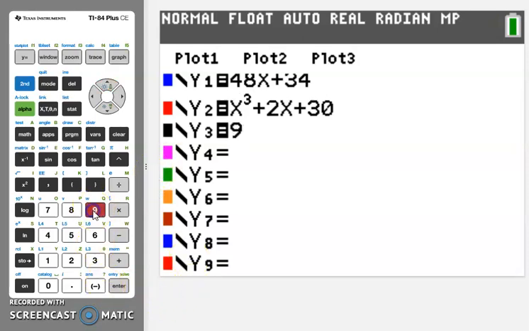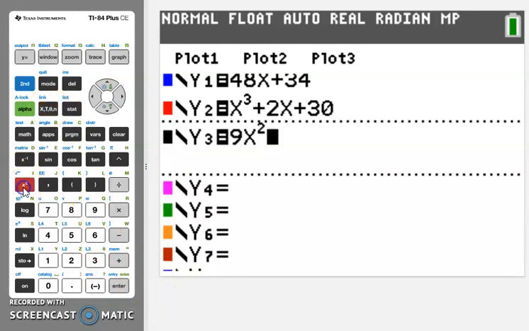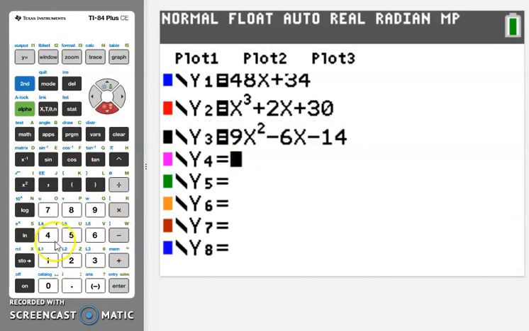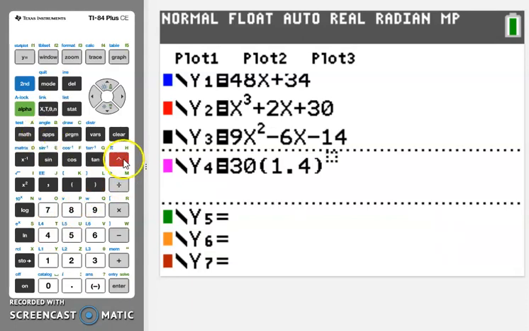All right, in y3, we're going to put h of x. So that would be 9x squared minus 6x minus 14. All right, arrow down. We'll go to y4 to type answer choice D. So that's 30 multiplied by 1.4, and then notice I'm closing parentheses and then raised to the power of x. So use the up arrow, x, to put an exponent.